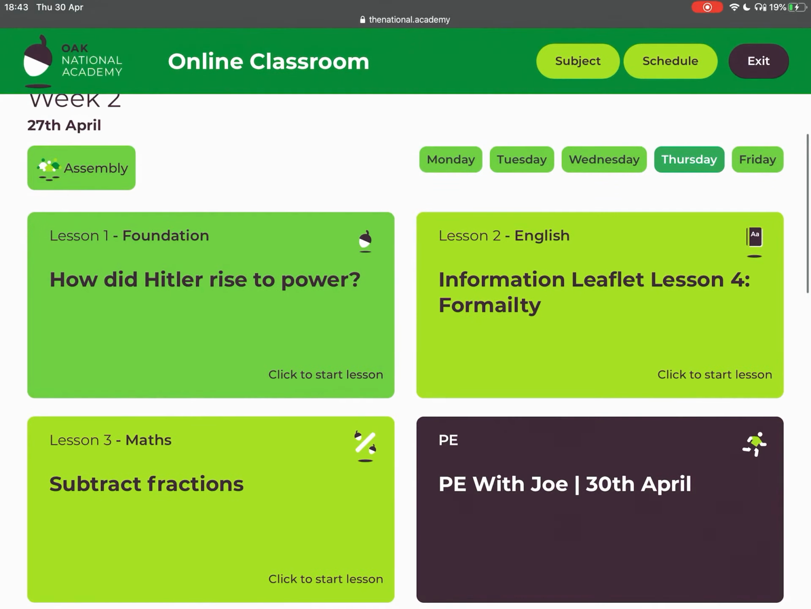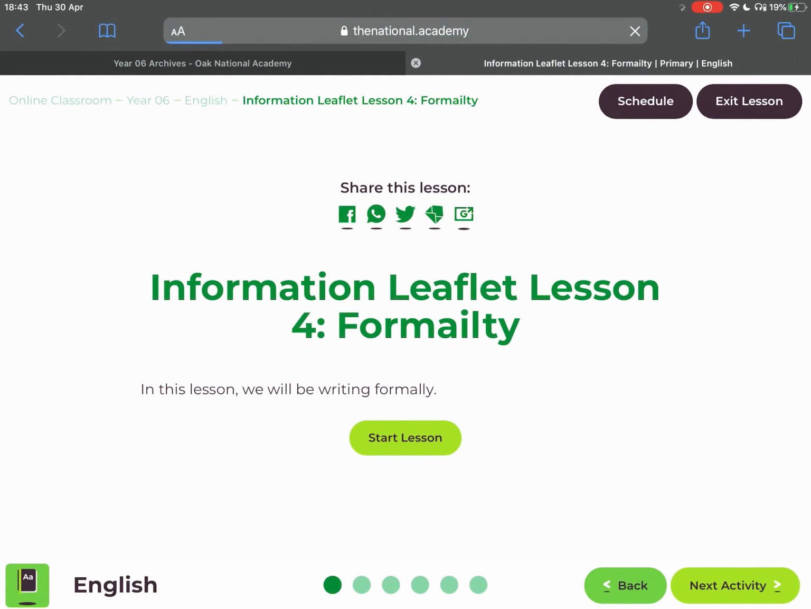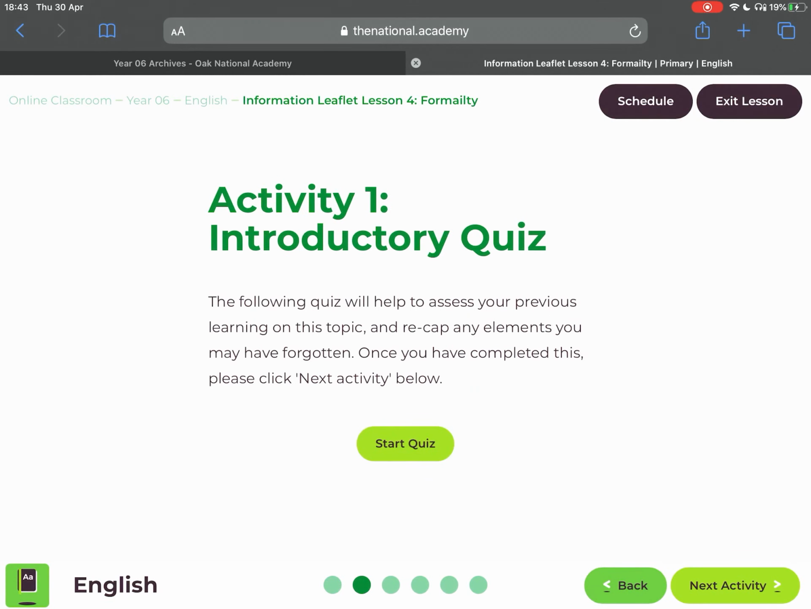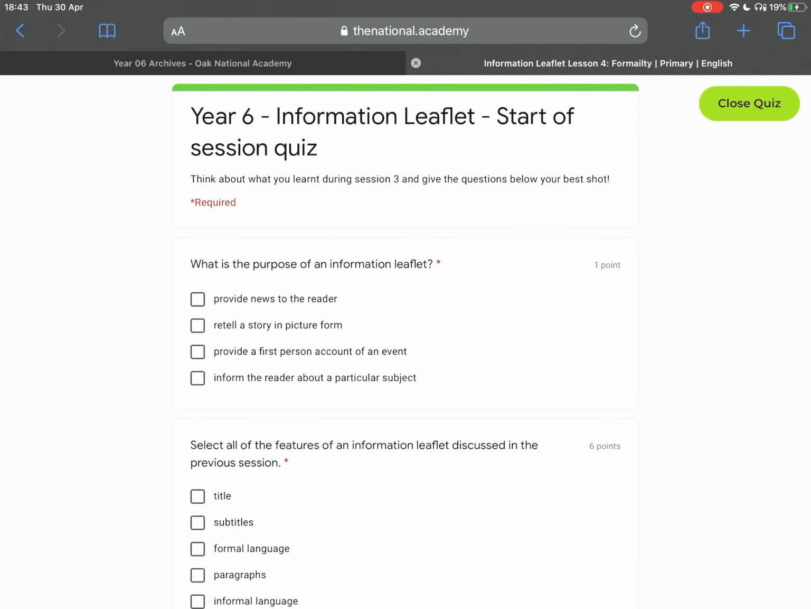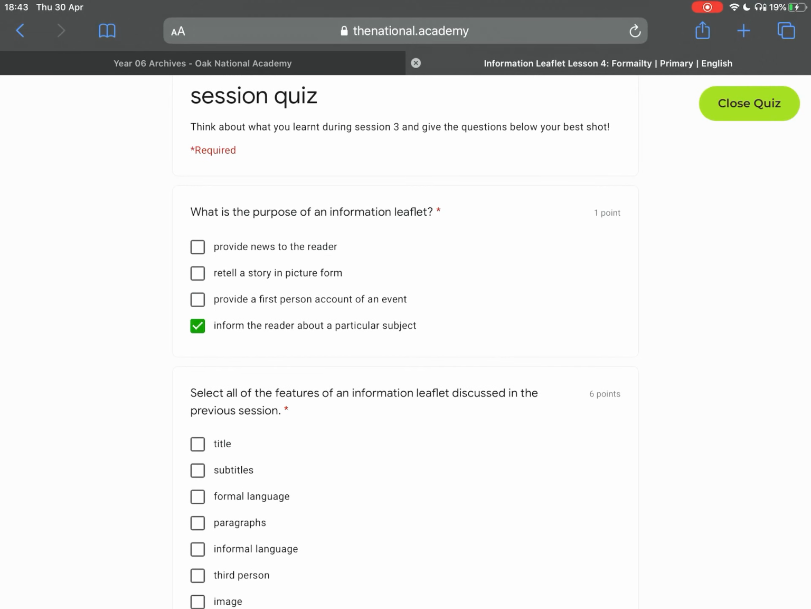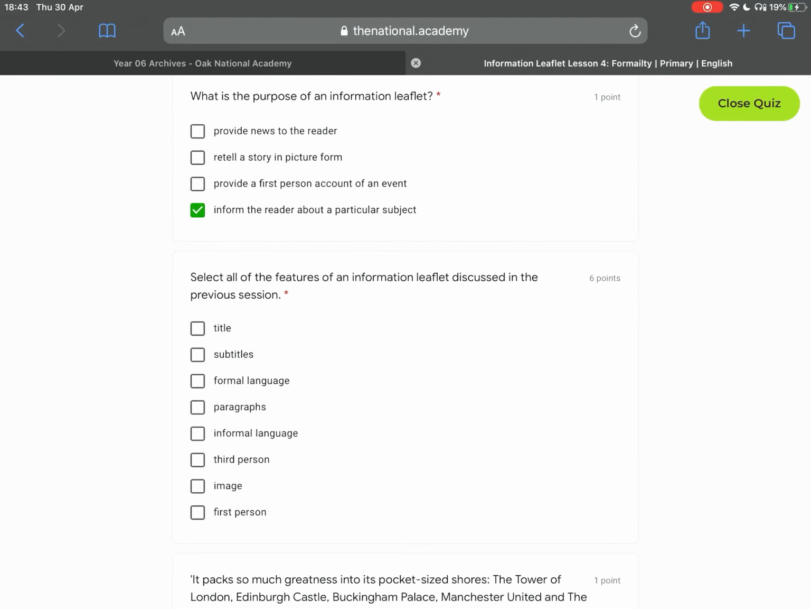You've finished history, and lesson 2 is English. In this lesson, you're going to learn how to write formally. First you have your introductory quiz. What is the purpose of an information leaflet? To inform the reader about a particular subject. Select all of the features of an information leaflet discussed in the previous session. It would be title, subtitles, formal language, paragraphs.